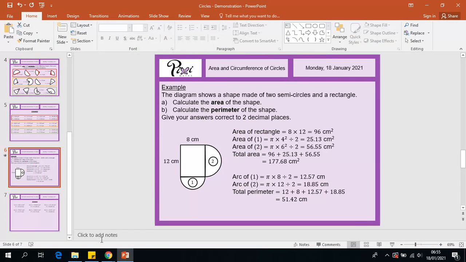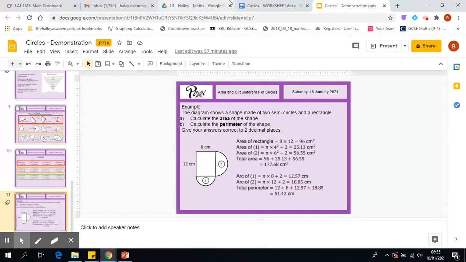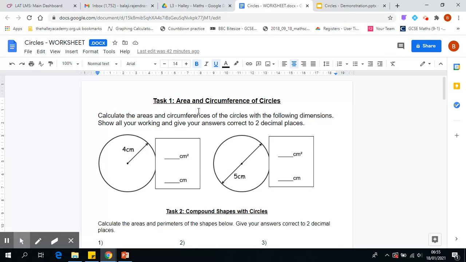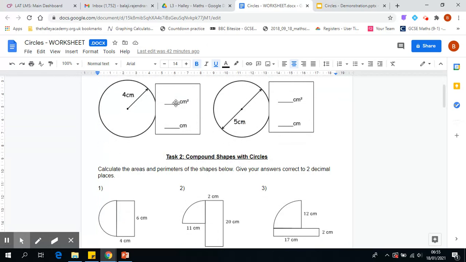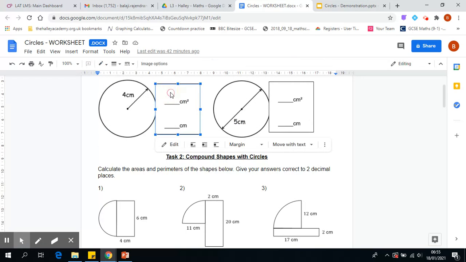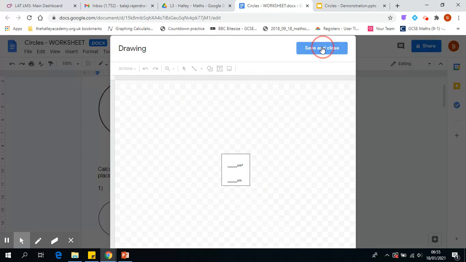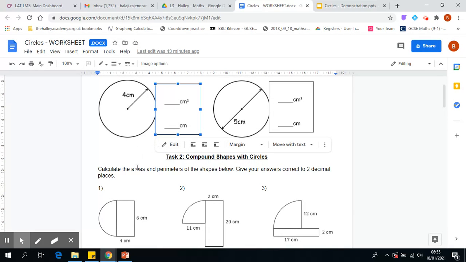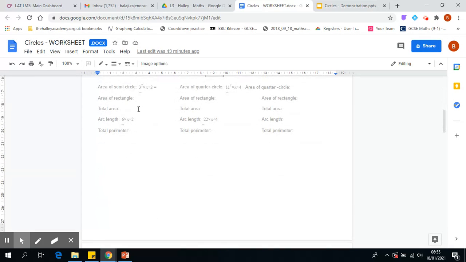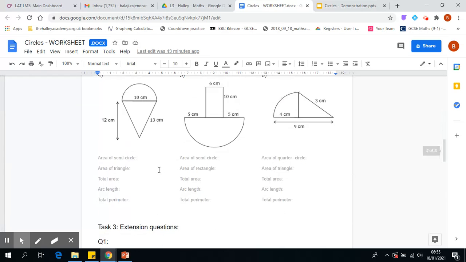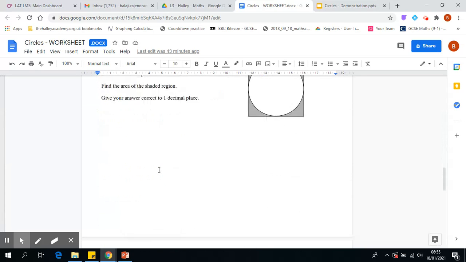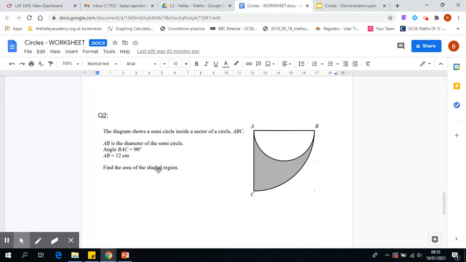Using this example, please open the circles worksheet. It's important you type in the working out and provide the answer clearly in the spaces given below. It is important you show the working out and complete your answers. Once completed, you can attach the completed worksheet onto the Google assignment.